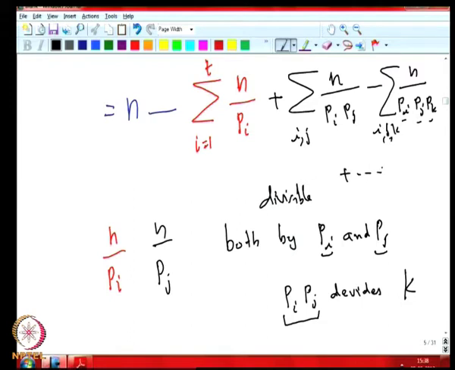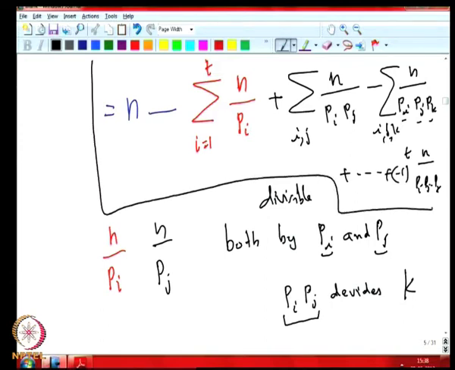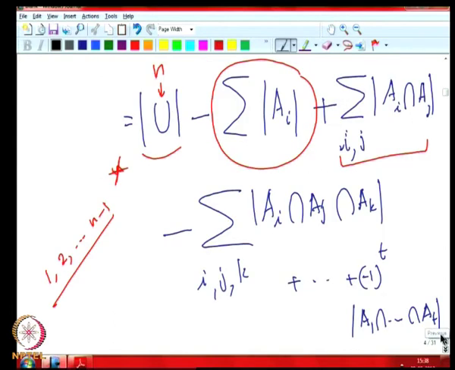So, like this we can get a formula, minus 1 raised to t, n by P1 into P2 up to Pt, this is what we will get, right. This is the formula we will get when we substitute the values for all these terms here, here, here and all of these terms, right. This is what we will get.